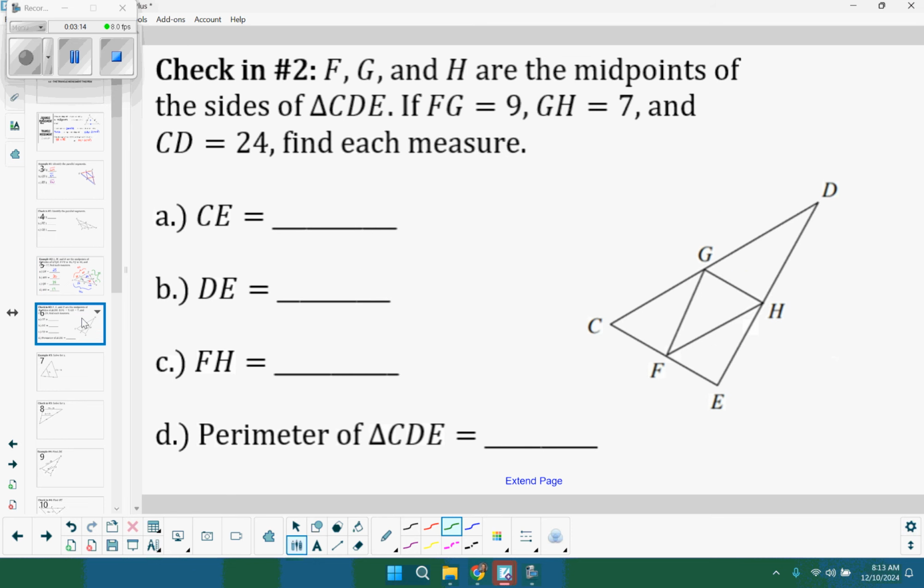So here's one for you to try. You could pause now. Answers are posted on Classroom. But just look, in D, we want the perimeter of the whole triangle. So you would just add up all 3 big sides.